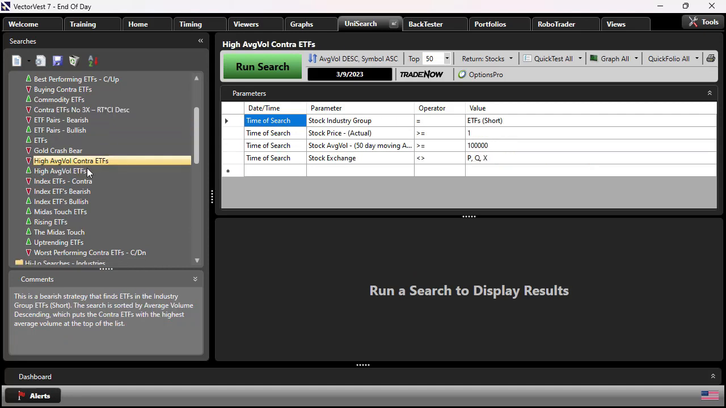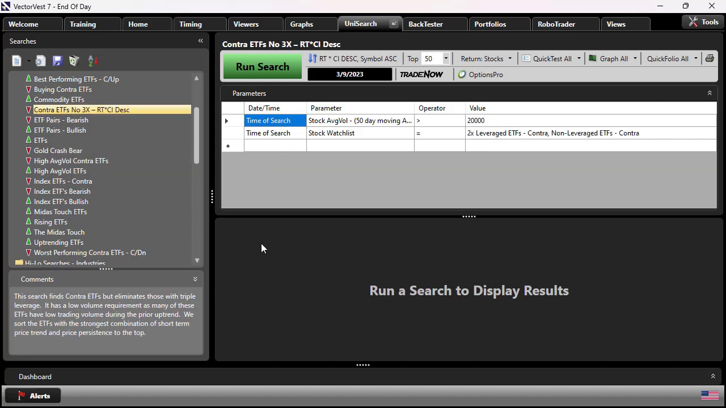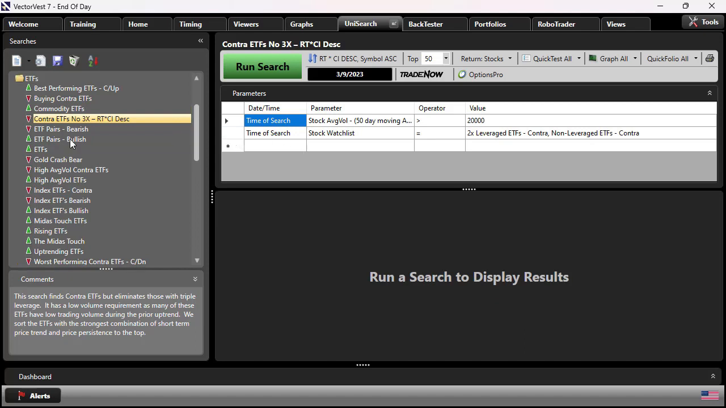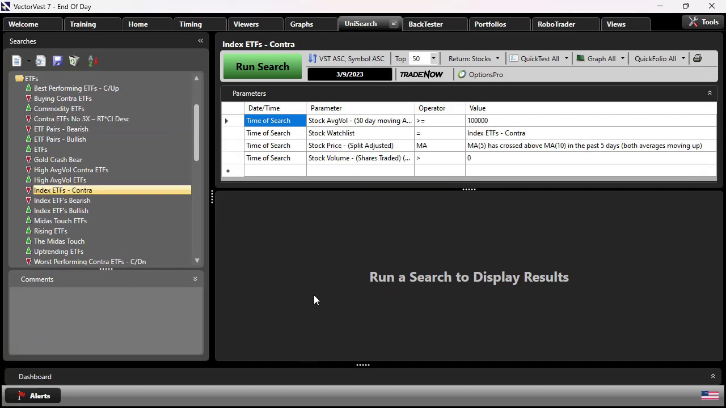High average volume Contra ETFs looks for price and volume minimums, but now changes the sort to average volume descending. So it brings the Contra ETFs with the highest average volumes to the top of the list. So a little more restrictive than the Contra ETFs No 3X, but still a relatively simple search. The power is in the sort. Next, we come down to index ETFs Contra.